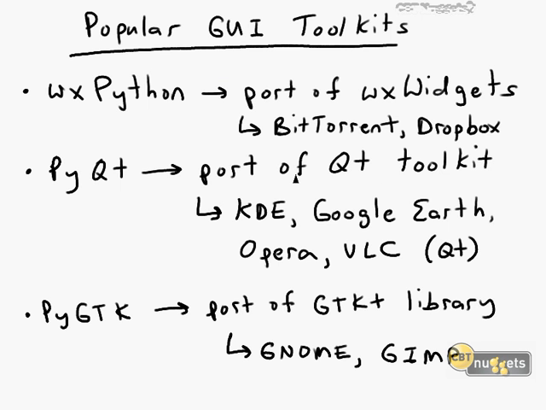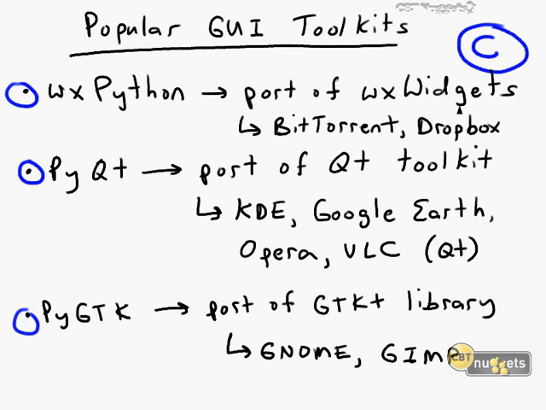Before we delve into Tkinter, which is CPython's native built-in packaged GUI toolkit, I think you should be aware of at least these three popular GUI toolkits: wxPython, PyQt, and PyGTK. All three of these are ports or bindings to Python of a cross-platform GUI toolkit. Traditionally, the cross-platform toolkits are written in C.